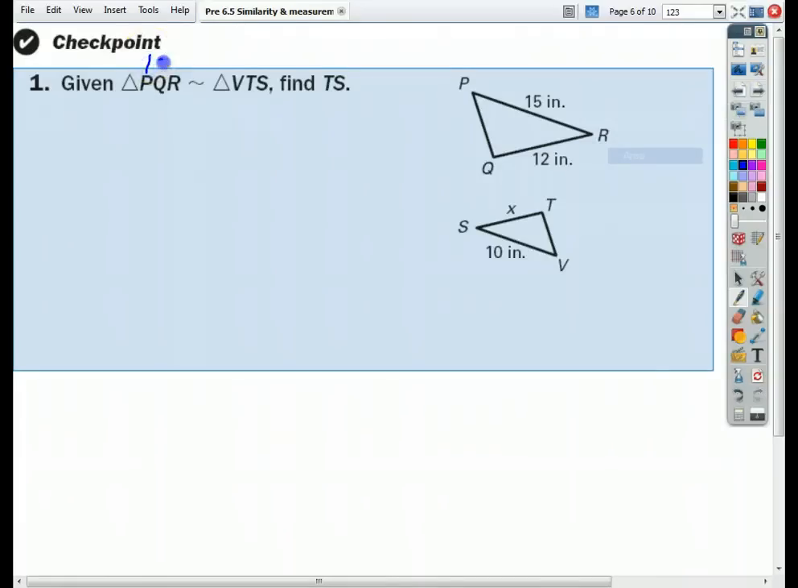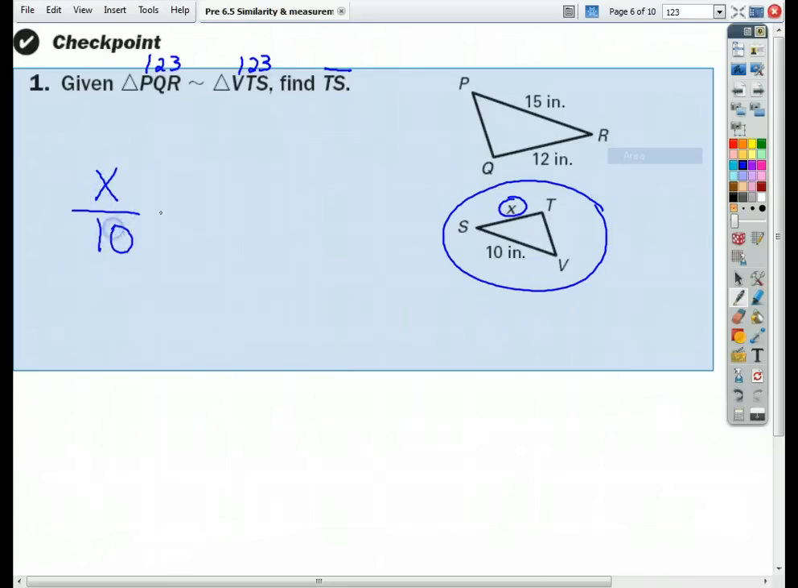Let's number these: 1, 2, 3. We need to find line TS right here, where the X is. Let's just start with this small triangle then. If I go X is to 10, that's going to equal, well, is that going to be 15 to 12 or 12 to 15? I'm hearing 12 to 15.